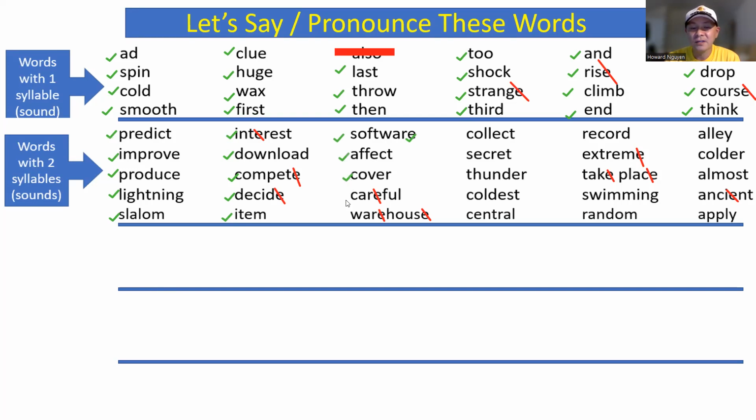Affect, cover, careful, warehouse, collect, secret, thunder, coldest, central, record or record, depends on if it is a verb or a noun, extreme, take place, swimming, random, alley, colder, almost, ancient, apply. So these are the two syllable words.